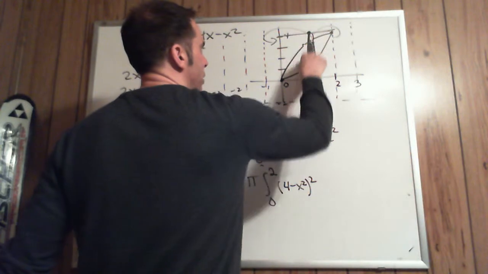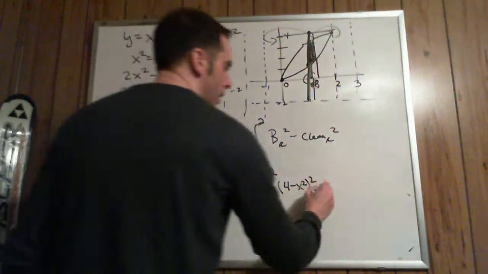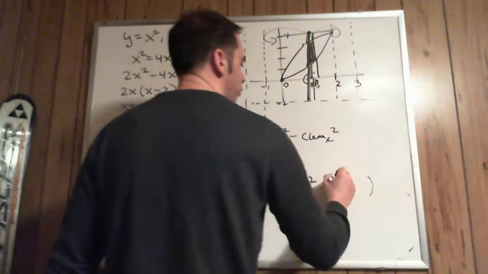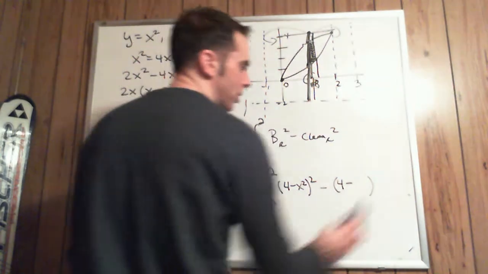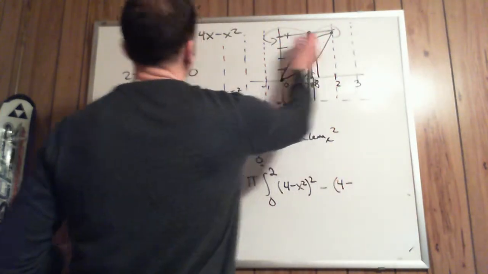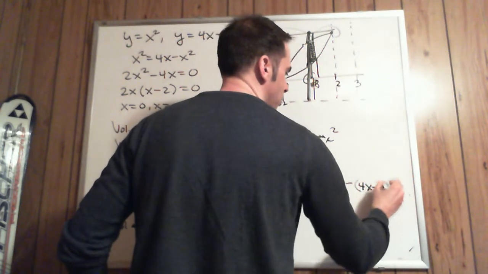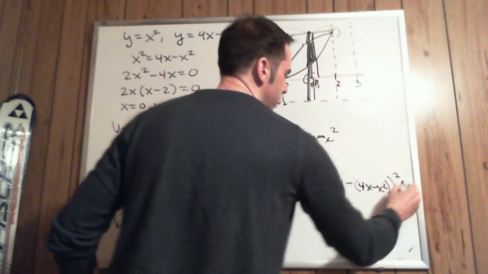So it would be 4 minus x squared, squared, minus the length of the clear piece, which is right here. That's the length of the clear piece. So that would be 4 minus, this piece corresponds to that function. So it would be 4 minus 4x minus x squared, close it, square it, dx.